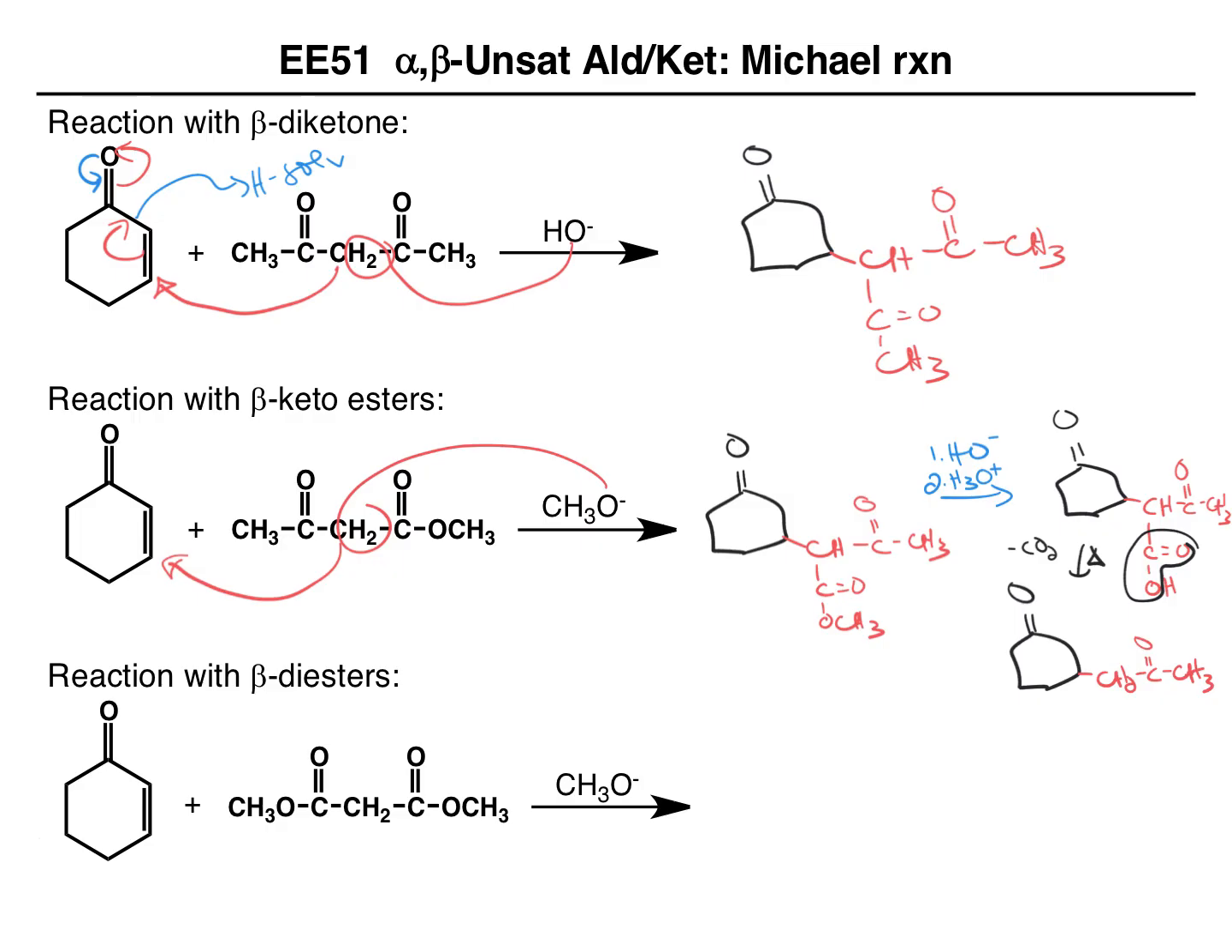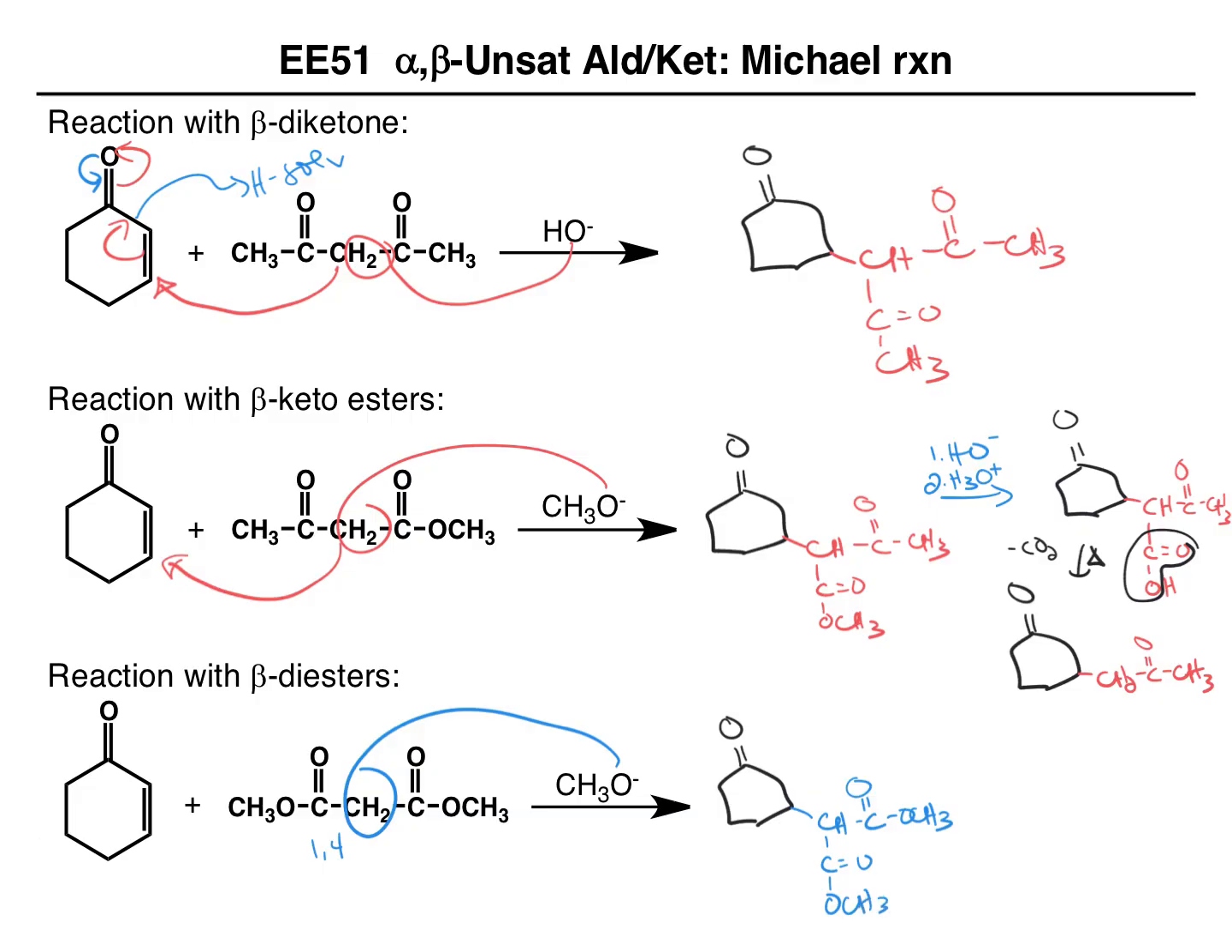And then with our last example, we have a beta diester. And so once again, we're using the alkoxide base that matches the ester. And this is going to deprotonate here, and that will lead to the 1,4 addition product. That will give us this.